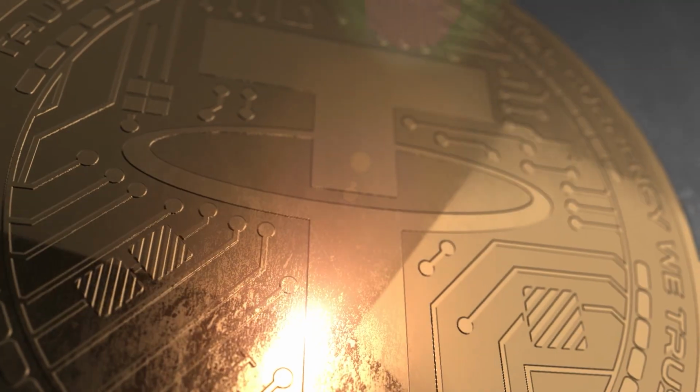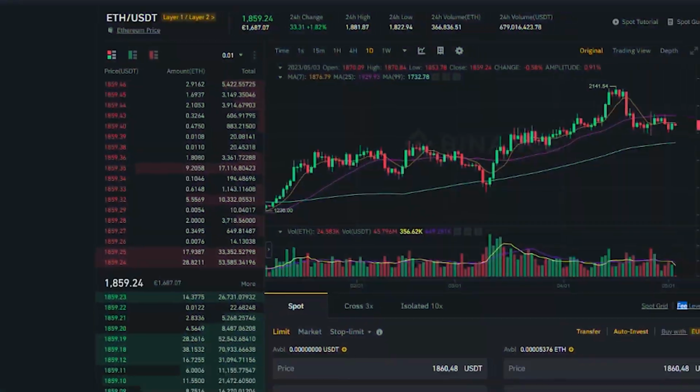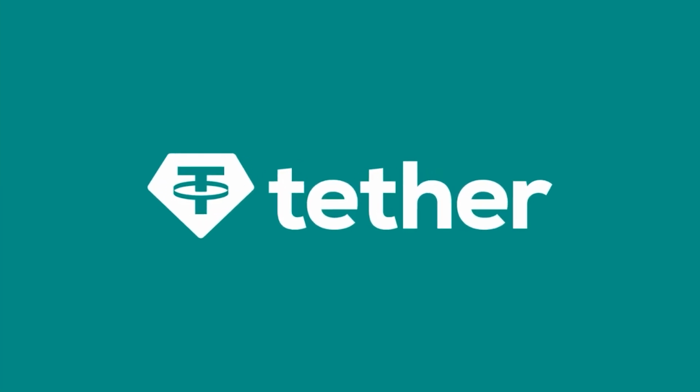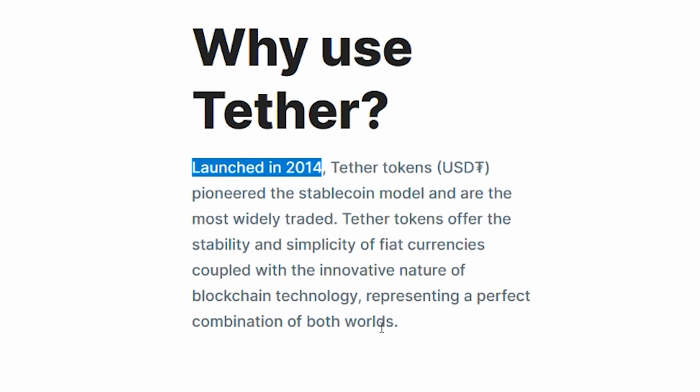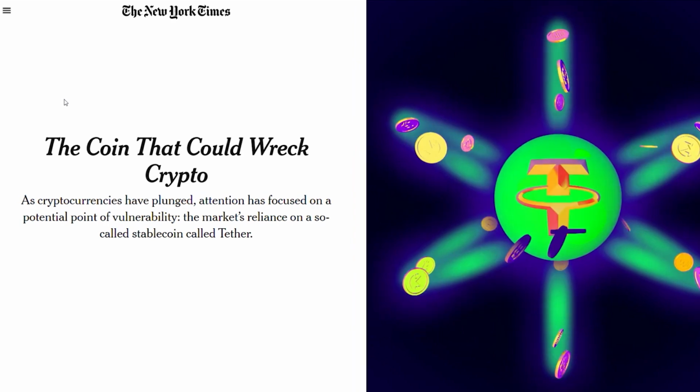Welcome to the exciting world of Tether, a stablecoin that has revolutionized the way we transact in cryptocurrencies. Tether, often abbreviated as USDT, was introduced in 2014 and has since become one of the most prominent and controversial players in the crypto space.